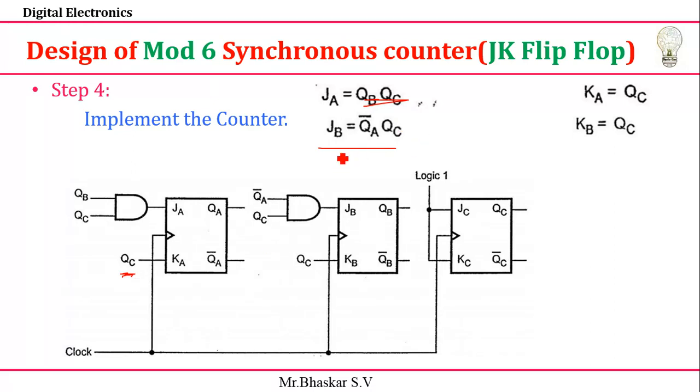Similarly, JB. JB is nothing but what? QA bar and QC you have. Remember, next KB is nothing but QC. I'm just going to take QC now. And next, JC is equal to 1, KC is equal to 1. So that's why I'm going to connect it to logic 1.